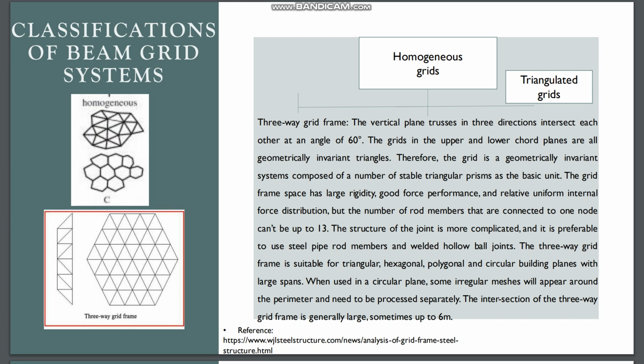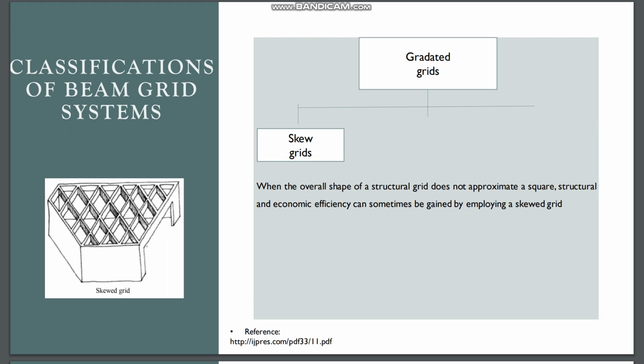For triangulated grids, the three-way grid frame, the vertical plane trusses in three directions intersect each other at an angle of 60 degrees. The grids in the upper and lower chord planes are all geometrically invariant triangles. Therefore, the grid is a geometrically invariant system composed of a number of stable triangular prisms as the basic unit. Skew grids: when the overall shape of the structural grid does not approximate a square, structural and economic efficiency can sometimes be gained by employing a skewed grid.